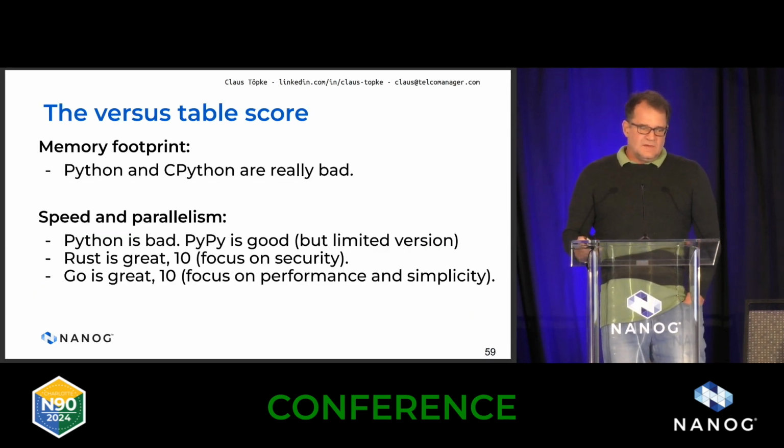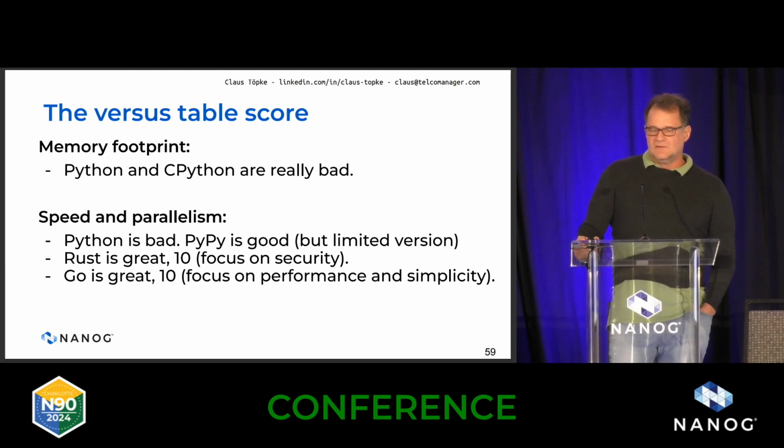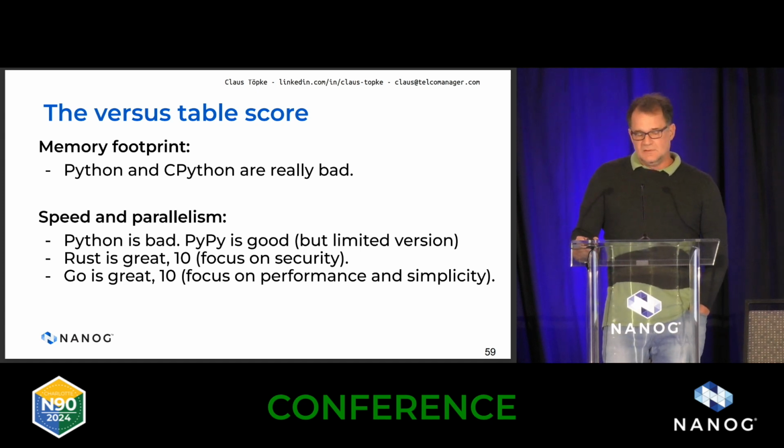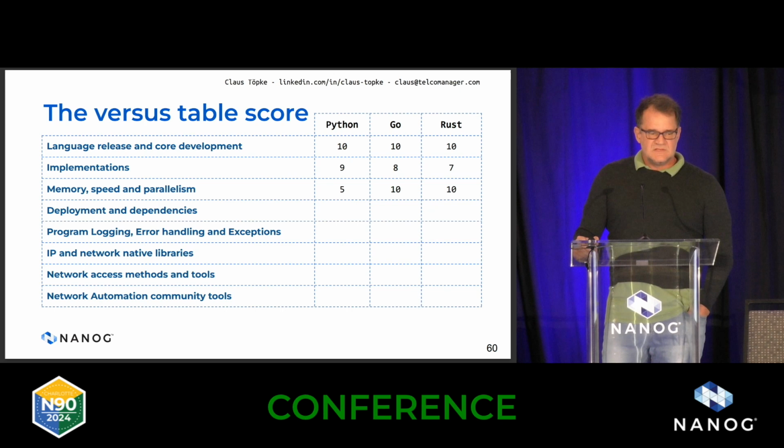So Python and CPython are really bad for memory footprint. It's just horrible. It just uses a lot. So if you want to run lots of processes, you're going to need lots of memory, and maybe it's not worth it. In speed and parallelism, Python is bad, and PyPy is better or good. Rust is great, and Go is great. Okay, and in this table, we've got 10 for Rust and 10 for Go, and just 5 for Python. Let's go to the next one.